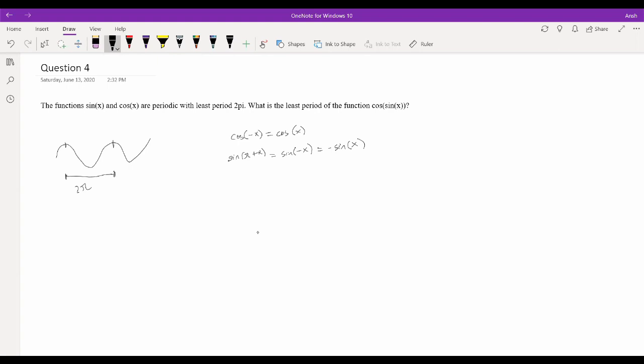So that means if we take cosine of sine of pi plus x, this is just equal to cosine of negative sine of x. And since we're taking cosine of the negative of what we were originally taking, this just becomes cosine of sine of x. So that means this function actually repeats every pi, meaning that its least period, instead of being 2 pi, is actually just pi, which would be our final answer. The period is pi.